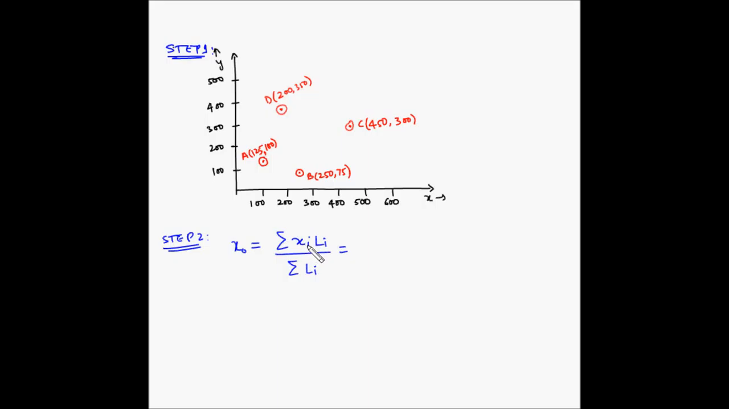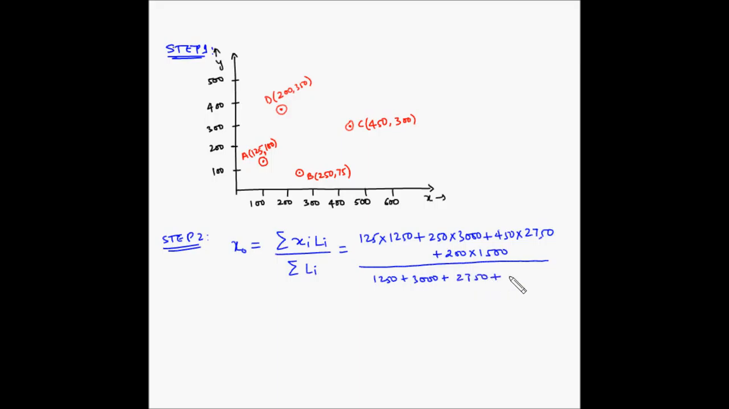So let's say first we consider i as A. The x coordinate for A is 125 multiplied by the load being transported between A and the new facility, which is 1250, plus next is B, so 250 multiplied by 3000, plus C 450 multiplied by 2750, plus D 200 multiplied by 1500, and this whole divided by the sum of all the loads, which is 1250 plus 3000 plus 2750 plus 1500.